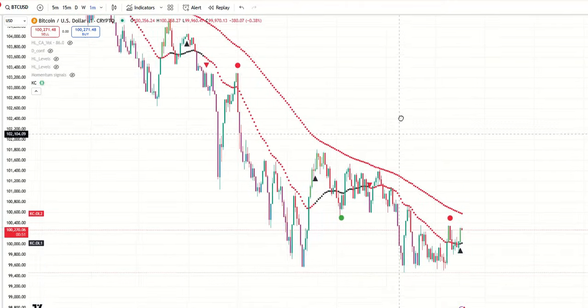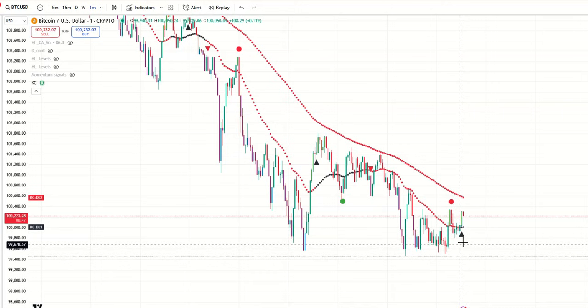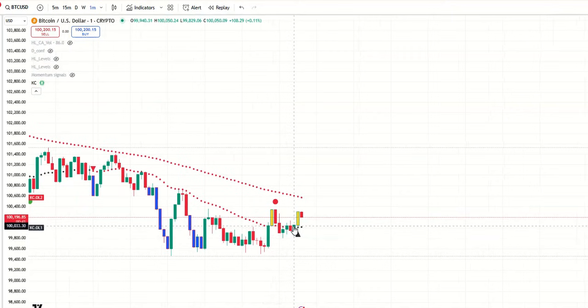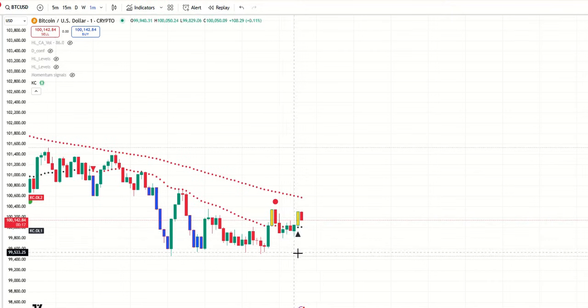You look at this, how beautifully it just touched and came down. Now you see the momentum shift here. You see a buy signal here, and this momentum shift should take the price a little upwards. The line seems to have changed to black. You see a local yellow momentum candle, so this is a kind of momentum shift indication.